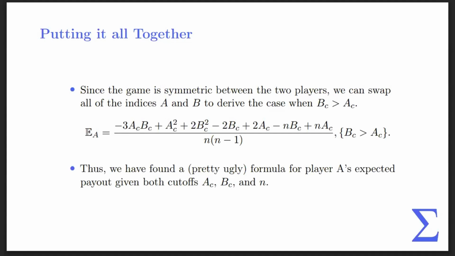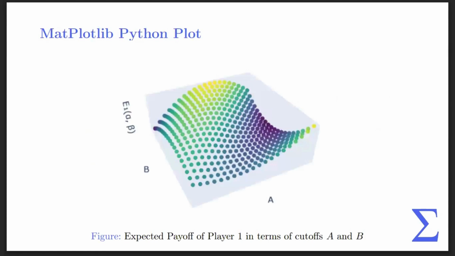So yeah. So we have a pretty ugly formula for player A's expected profit given the cutoffs A, B, and N. Any questions?